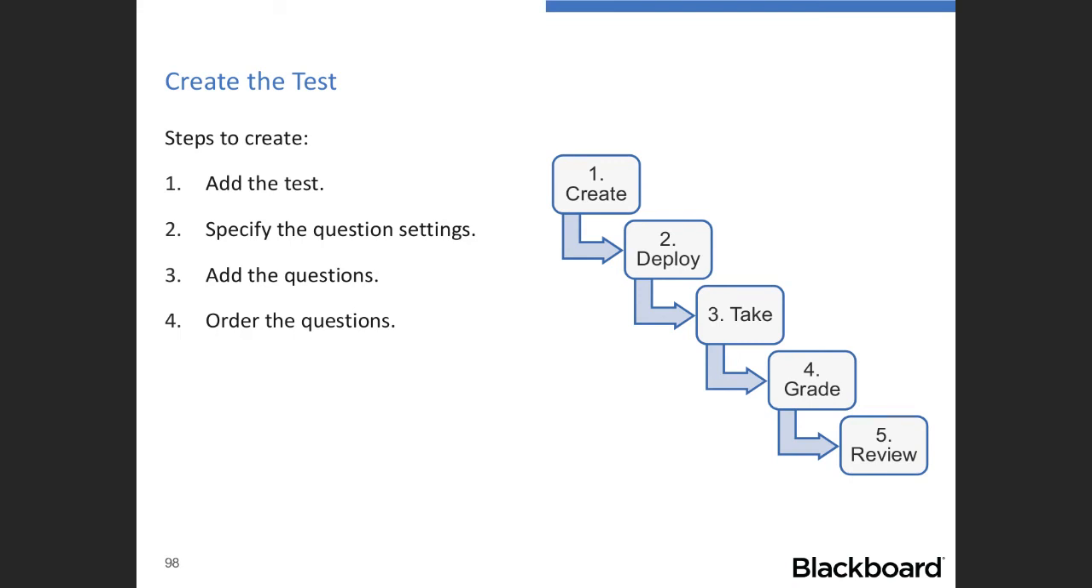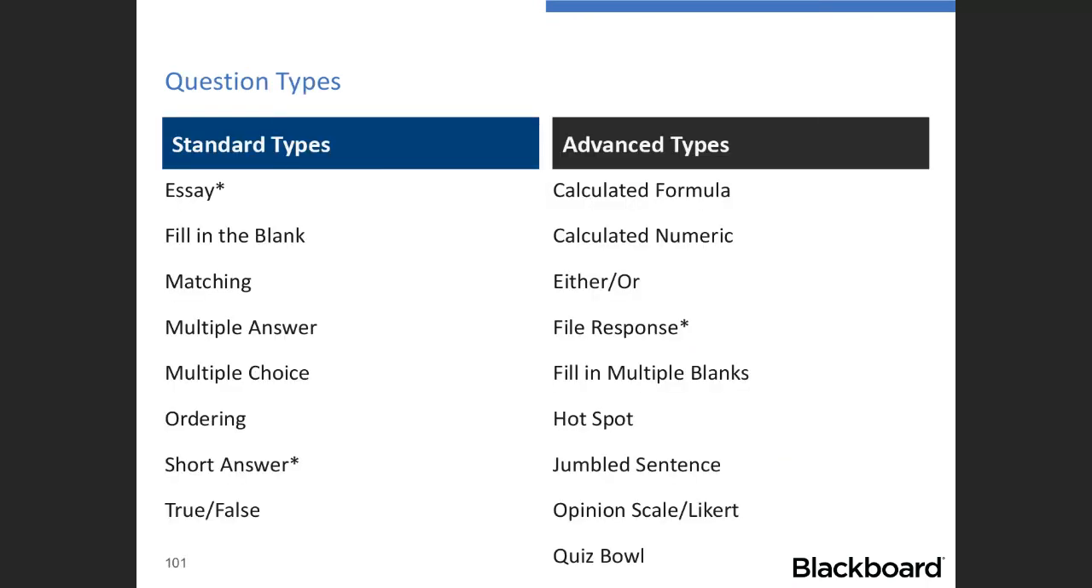Before doing that, let me jump to this slide, which explains the different types of questions that are available in Blackboard Ultra. We have two types of questions: the standard type and the advanced type. The standard type, like the essay question, requires a learner, for example, to enter an answer into a text box. So a learner can type directly into the text box. We also have fill in the blank, matching, short answer, and true/false.